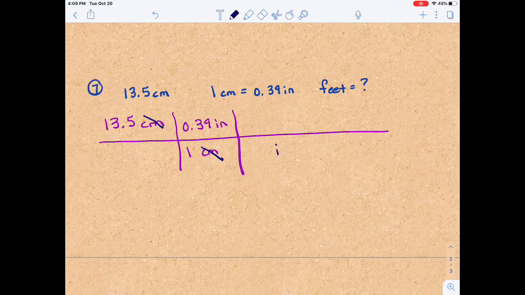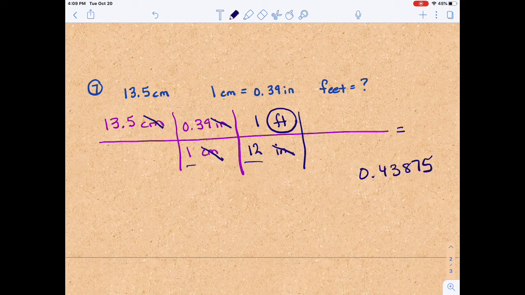Now I have inches, but I want feet. What do I know about inches and feet? I know that there are 12 of them in 1 foot, and so I can cancel inches. And again, just like the last problem, I know my setup is going to work if I can cancel out all the units I don't want, and then I'm going to get the one I do want. So I'm doing on the top 13.5 times 0.39 is 5.265, and on the bottom I'm going to divide that by 12. Divided by 12, I can do this all in my calculator. I get 0.43875, and the problem probably wants that, so I'm just going to leave it right there. That's how many feet. All right.